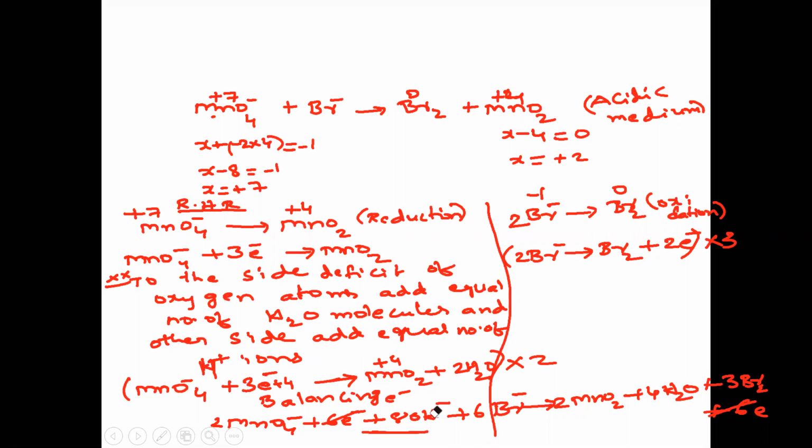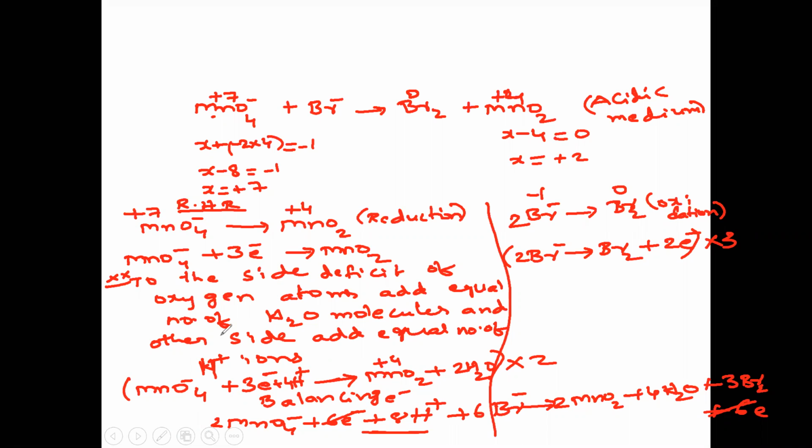How many H plus ions? 8 H plus ions, because this is an acidic medium. So 4 H plus, and this becomes 8 H plus. So to the other side we have to add an equal number of H plus ions. Now balancing the electrons.